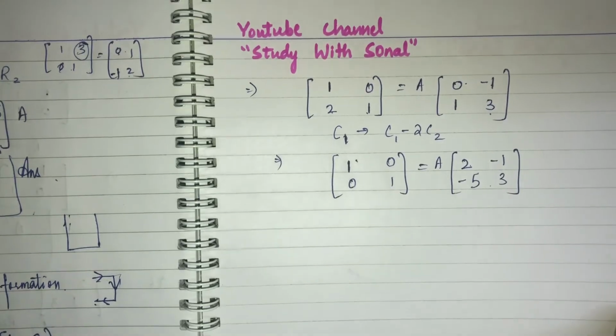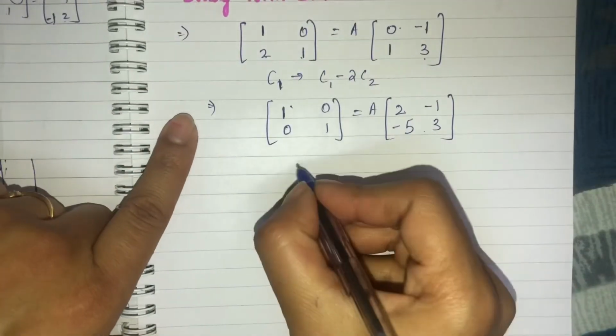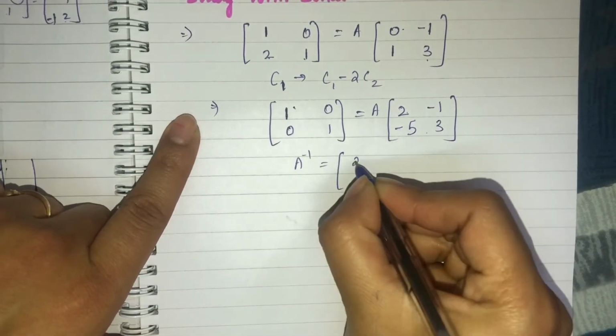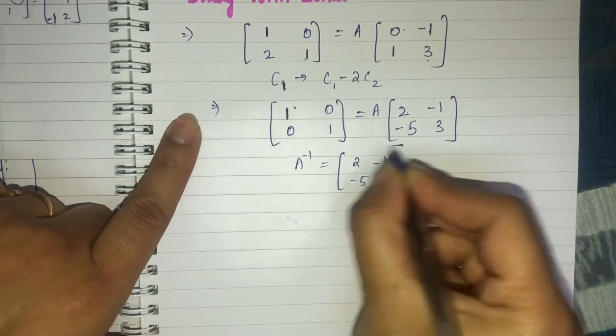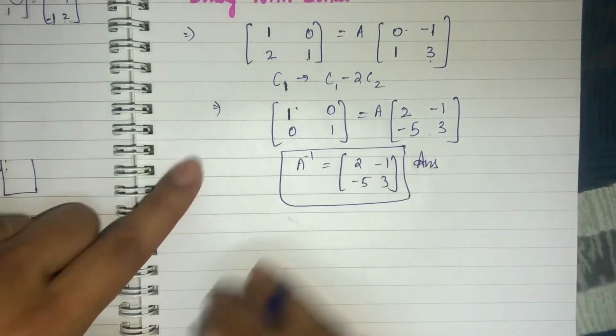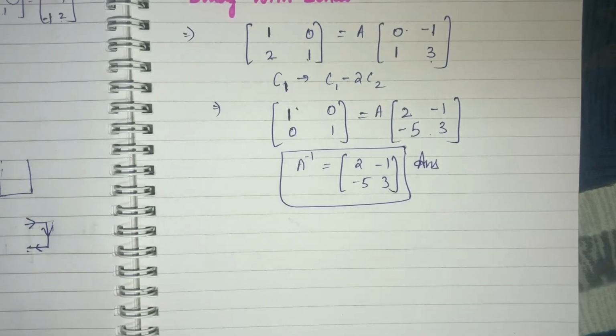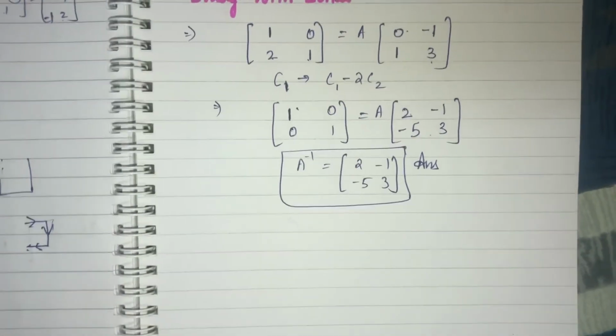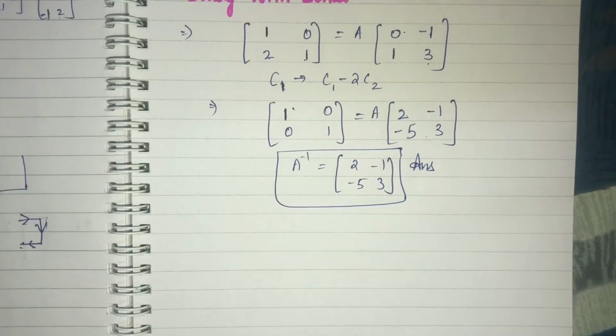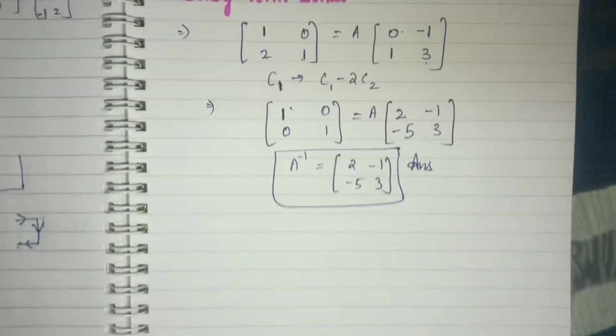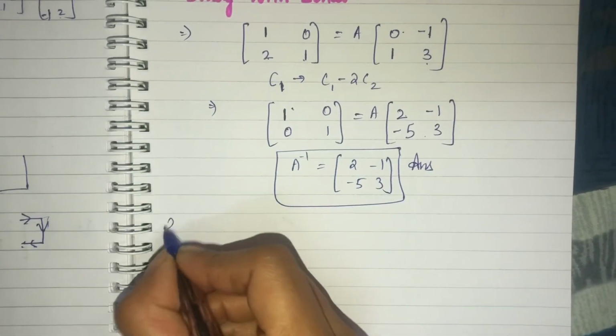So here we have the answer. Correct. This is your A inverse. 2 minus 1 minus 5 3. Easy. So ये था column transformation. We can do one more question on column transformation. Alright. So आप लोगों का practice हो जाएगा.